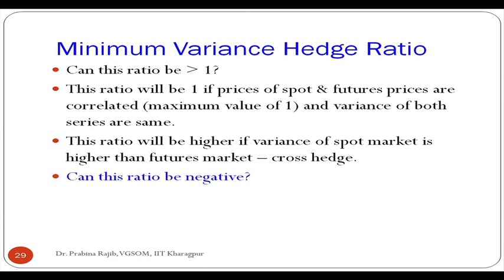Can this ratio be negative? I am not going to answer this question at this point of time. This is food for thought for each of you. Find out or think intuitively whether this ratio can be negative. If negative, then what would be the strategy? How will a hedger be able to hedge its risk using a negative hedge ratio, if at all a negative hedge ratio is possible?